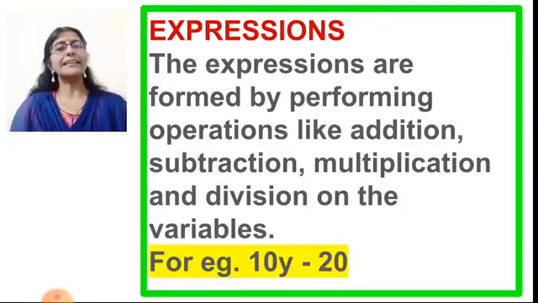For example, here 10y minus 20. Which variable is used here? The variable is y, and 10 is multiplied by y. So you get the product 10y, and then 20 is subtracted from the product. So this is an example of an expression where the variable is y.